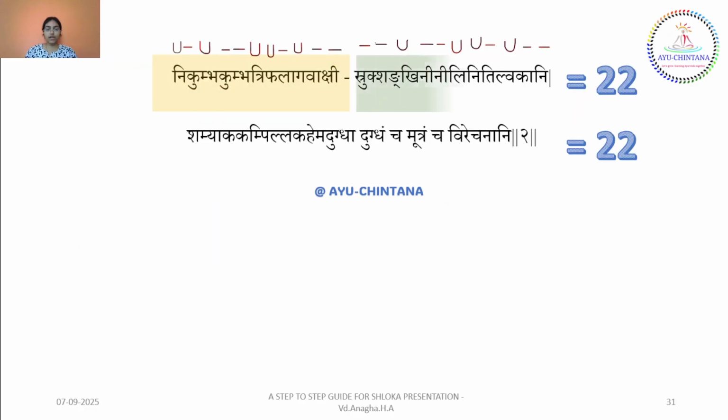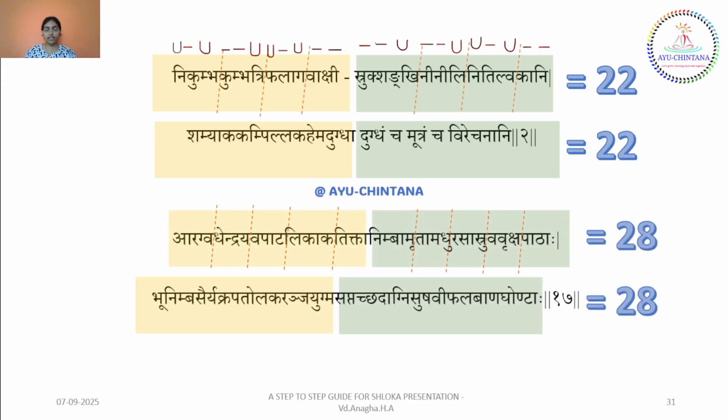Whereas for the further shlokas, for example the 22-letter shloka, how will we pronounce it? Do we pronounce it in the same way? Nikumbha Kumbha Triphala. No, it is over. So how do you chant it? Nikumbha Kumbha Triphala Gavakshi. This will tell us where to take a pause and where not to. Likewise, the 28-letter shloka will also have a certain pattern for its composition as well as its pronunciation.